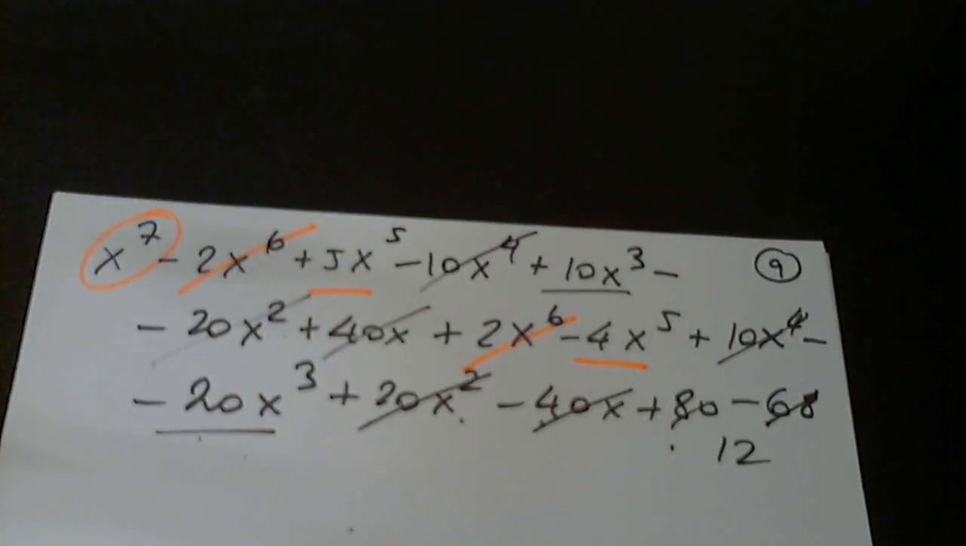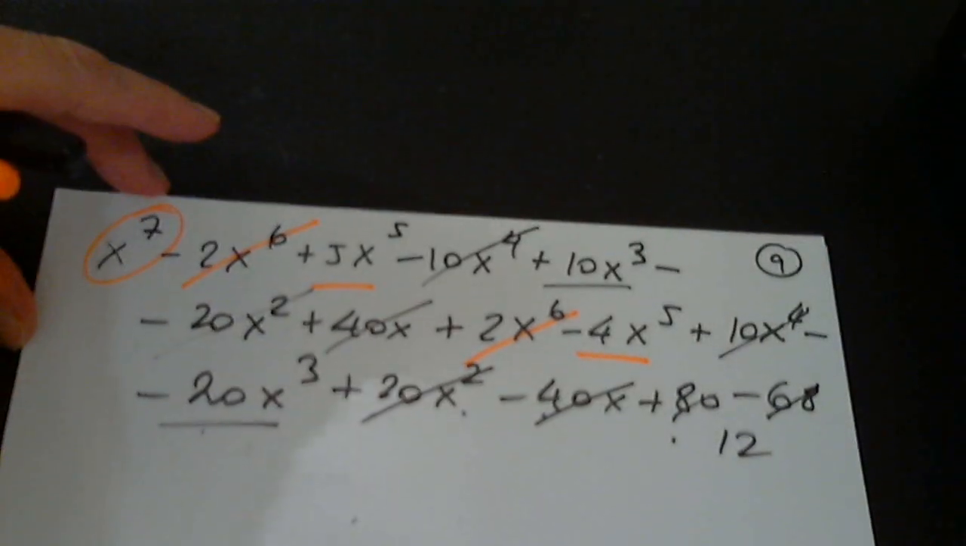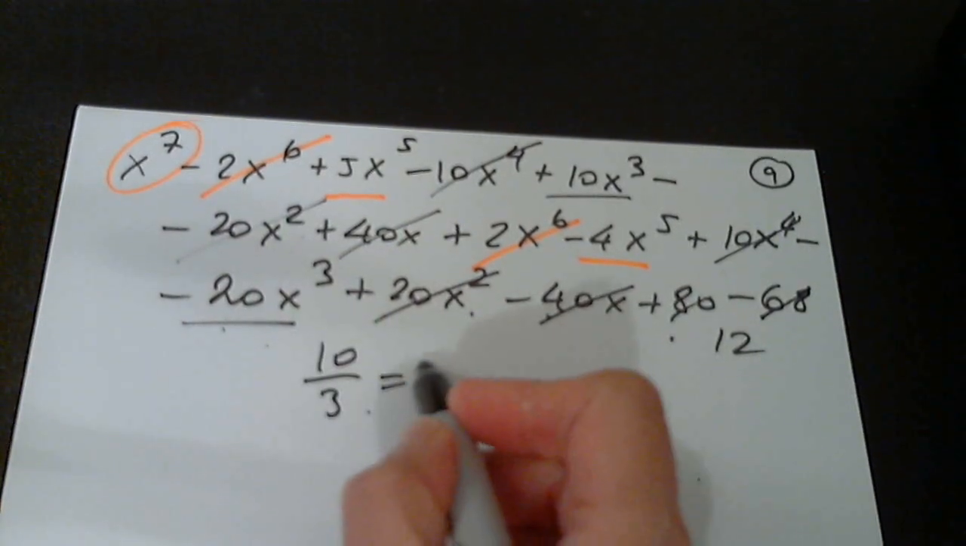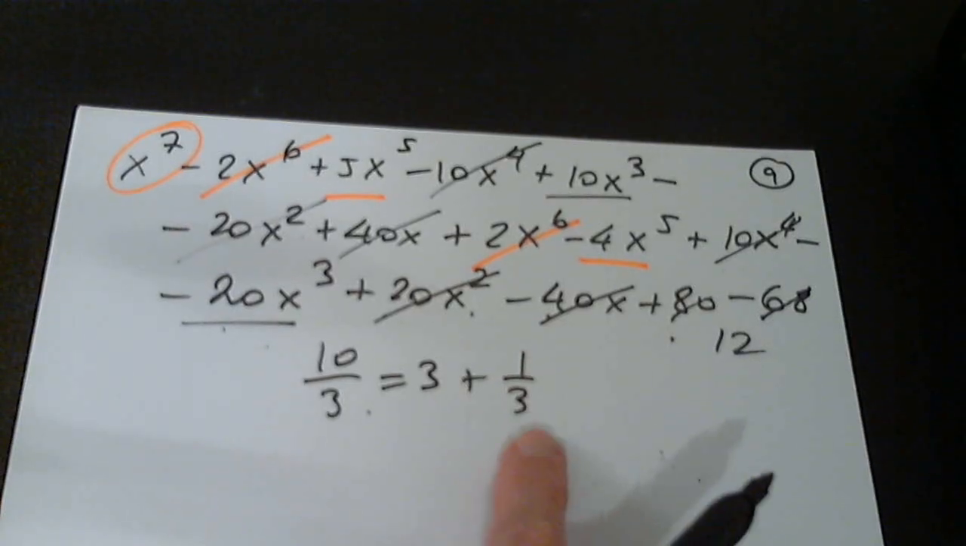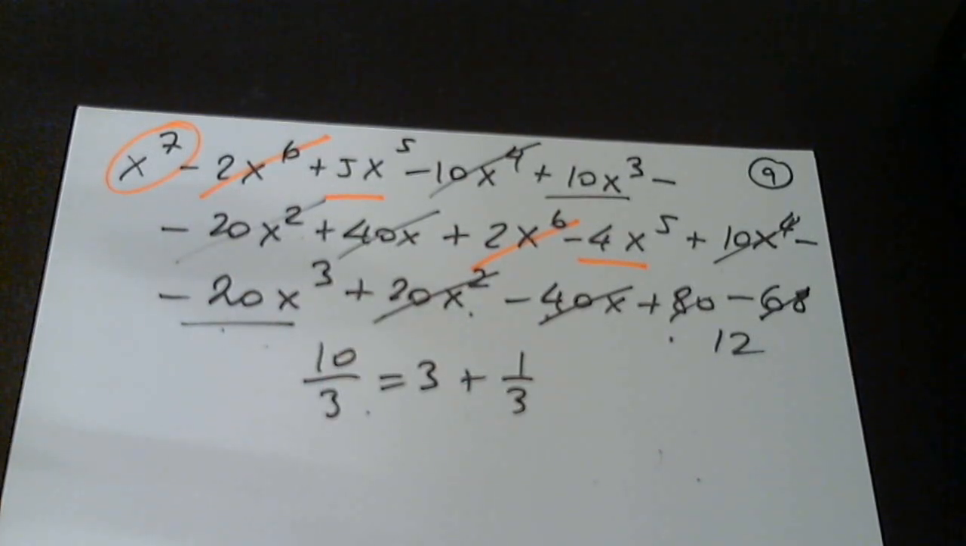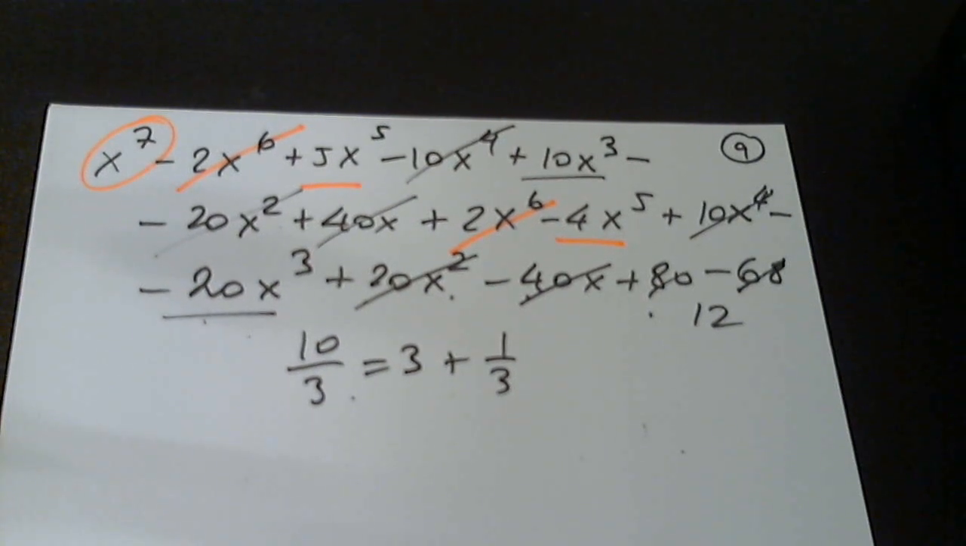Exactly the same procedure as always. It's like, again, 10 divided by 3 is 3 plus 1/3. 3 times 3 plus 1 is 10. Exactly, that's exactly what I did, but it looked horrible because there were so many terms to multiply.